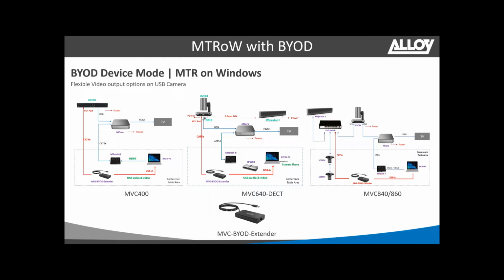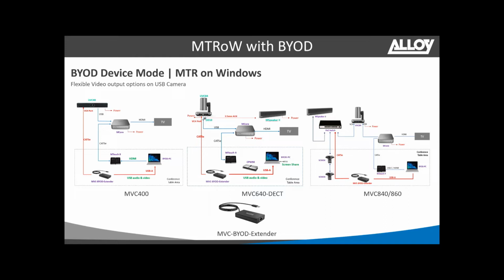Now, the Windows-based MTR solution is, as we know, dedicated to Microsoft Teams. But if we want to add BYOD capabilities to a Teams-based MTR solution, we can do that. Yealink give us the ability to add that functionality to any of their MTR solutions, or the majority of their MTR solutions, I should say. As we can see from these diagrams, there's a single device that needs to be added to the kit to enable that BYOD functionality. It's called the MVC BYOD extender.